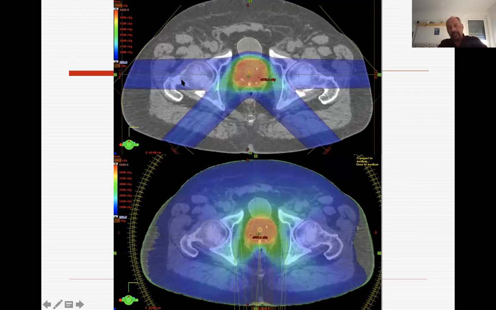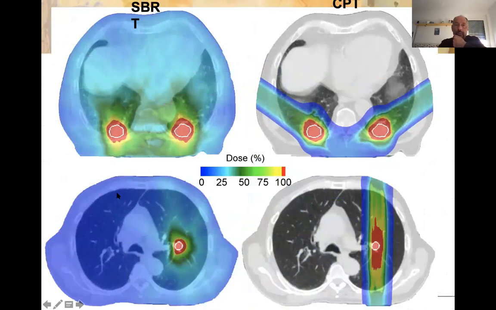Now this is a treatment with 4 fields of protons, but still you see the difference between the proton treatment and VMAT. This is a VMAT treatment. And again, this is actually heavy ions. Here is carbon ions. These are two tumors treated with SBRT.